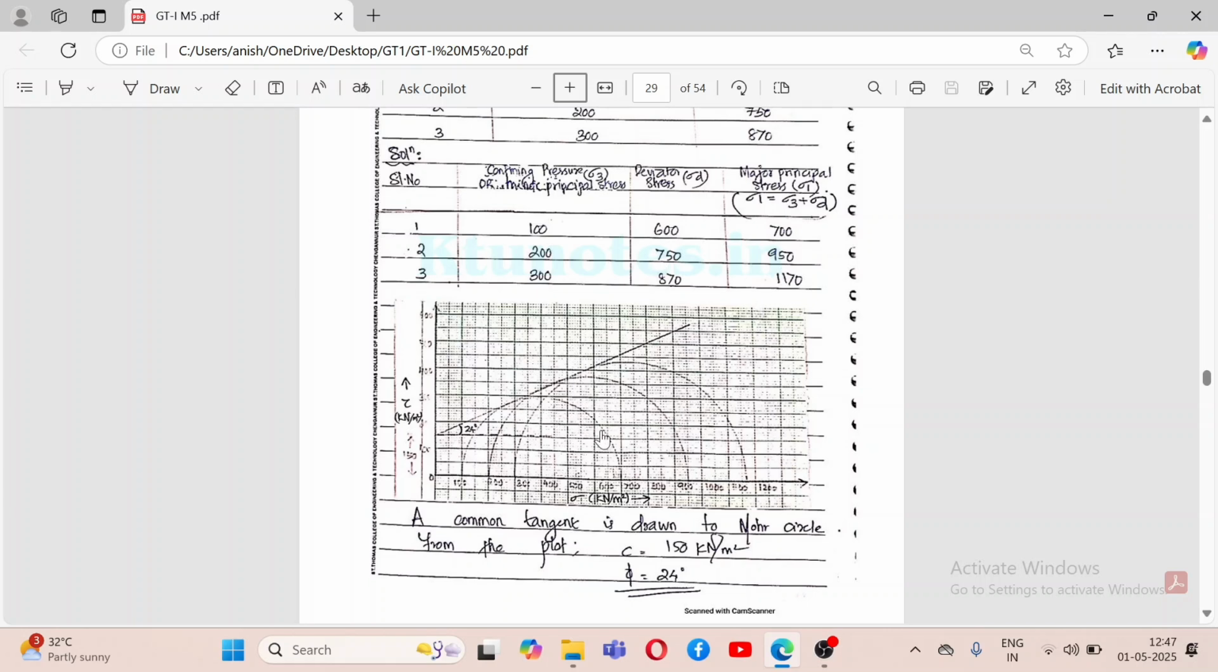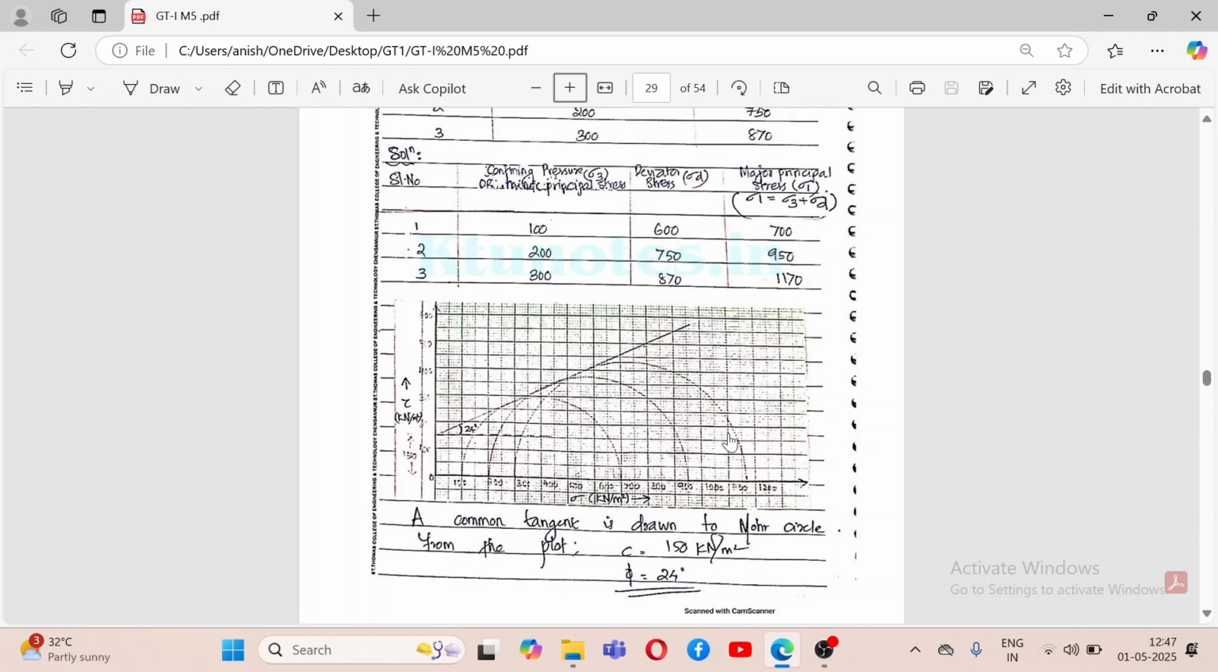How do you draw this semicircle? You add sigma 1 plus sigma 3 divided by 2. 700 plus 100 divided by 2 is 800 by 2, 400. You take 400 as the center and you draw an arc here, corresponding to the values 100 and 700. You have the center here, right? The arc will start from 100 and end at 700, as you have added and divided by 2. Correspondingly, you do it for the second one and third one. You get 3 arcs here.